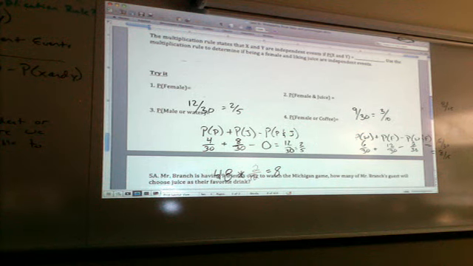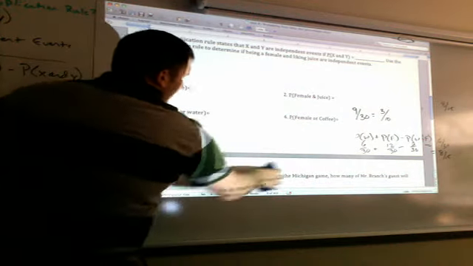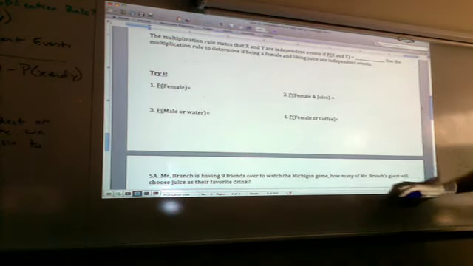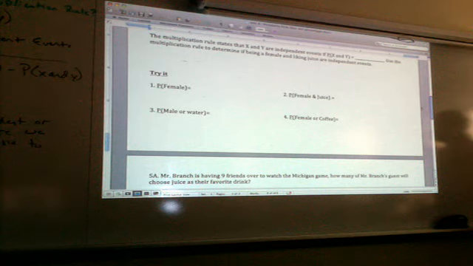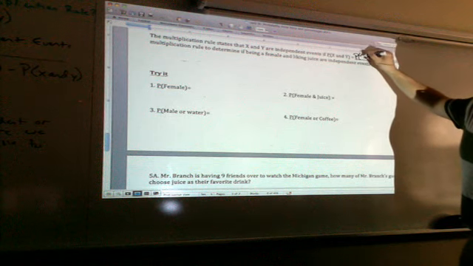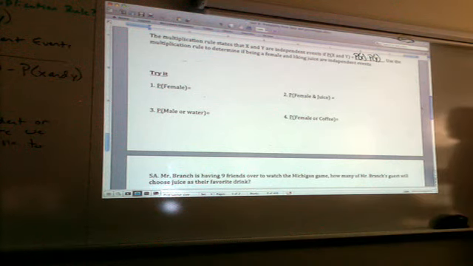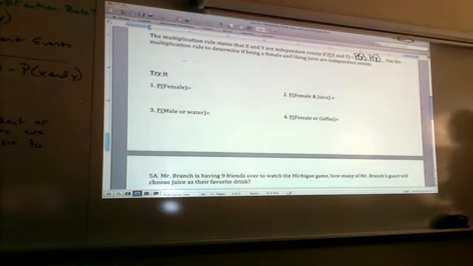All right, so the second goal of the day was to determine if events are independent. Now, to do so, we're going to need to use the multiplication rule. It says the multiplication rule states that x and y are independent events if the probability of x and y equals what? Anybody know? Okay. So the multiplication rule states that x and y are independent events if the probability of x and y equals the probability of x times the probability of y. Right? Same multiplication rule we learned a couple days ago.